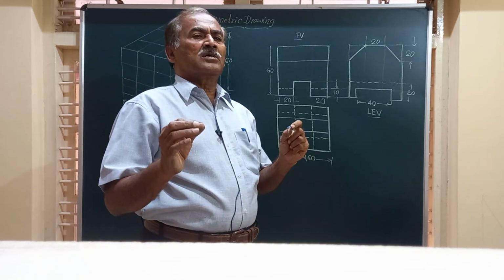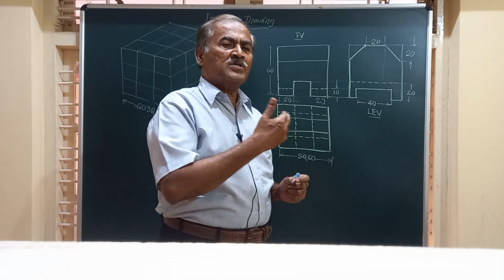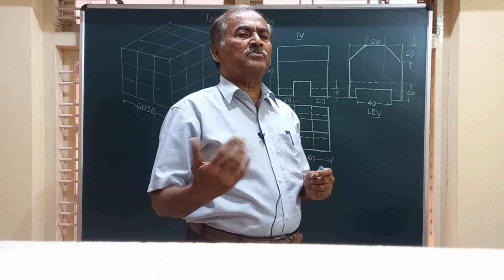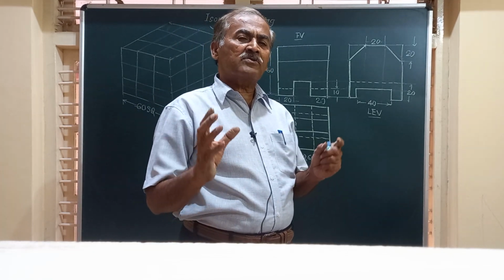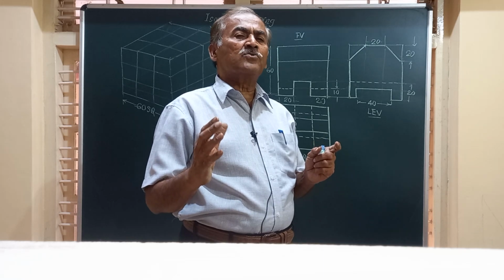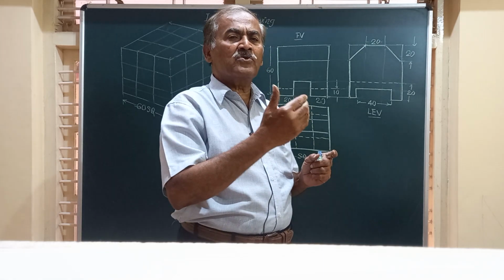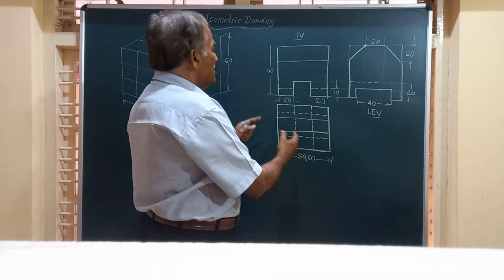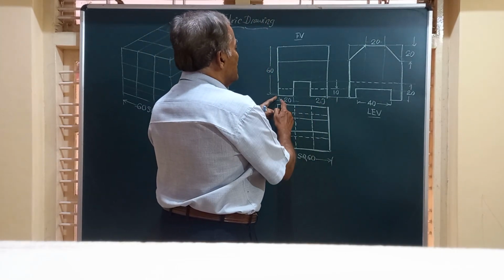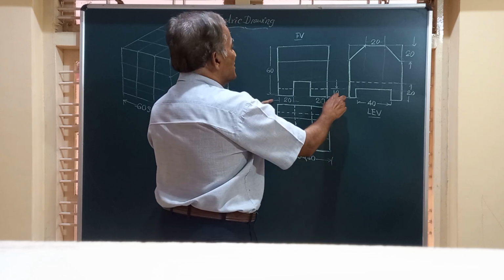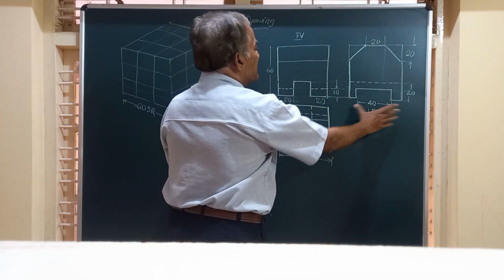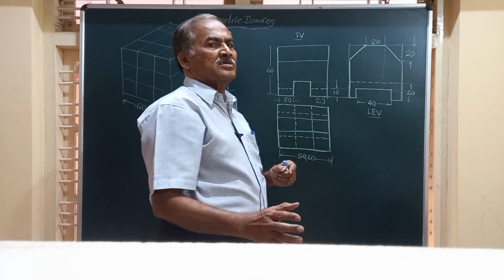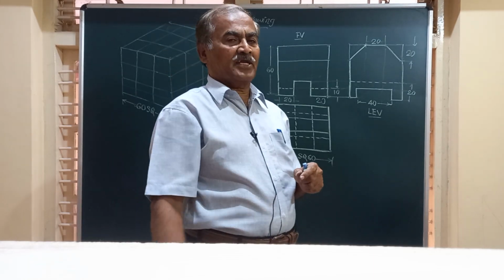Friends, as a simple rule, in all these isometric drawings or isometric projections, you will have to see what the overall dimensions are in the front view, in the top view and in the end view. If you observe here, the length is 60, height is equal to 60, and width is also equal to 60. So it is a cubical component.